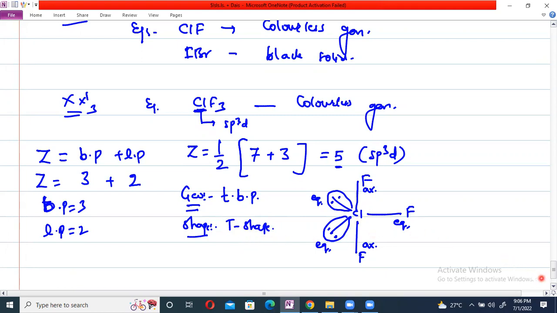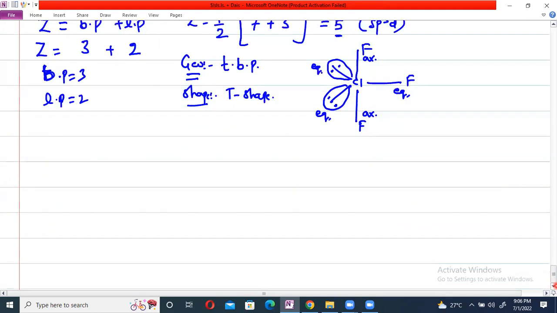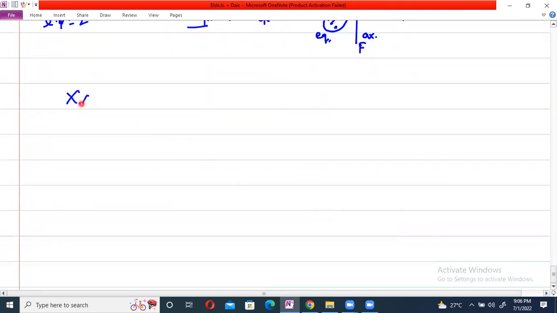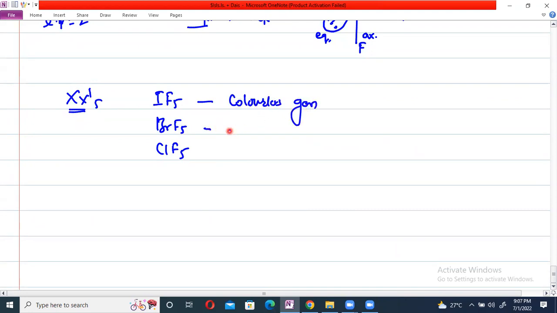So it is about ClF3 in XX-3. But one more is there, XX-5 interhalogen compounds. Sir, here IF5 will be there. Beta, again BrF5 will be there. ClF5 will be there. Beta, it is a colorless gas. BrF5, it is a colorless liquid. ClF5, it is also a colorless liquid. Right, beta? But for all these, we'll talk about the shape.